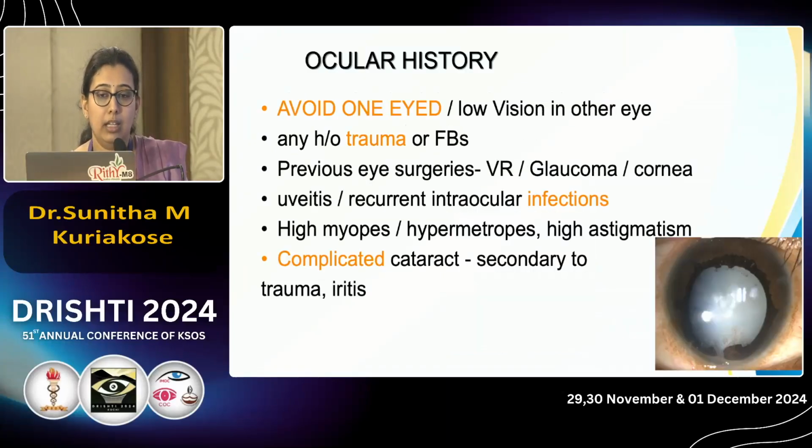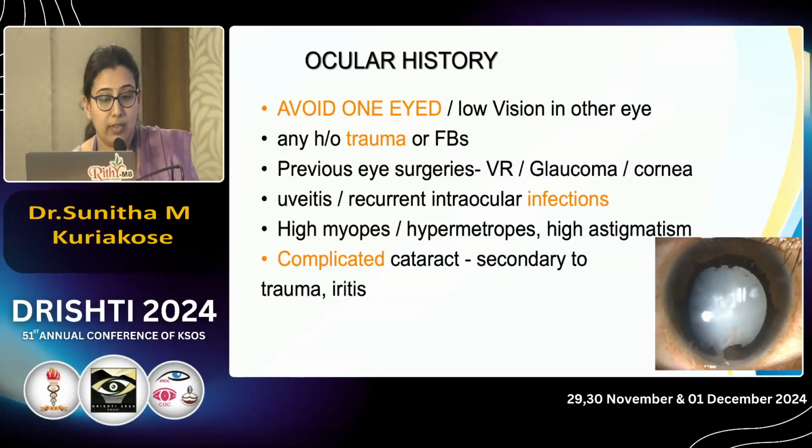Always take a detailed ocular examination. Please avoid one-eyed patients. We don't want one-eyed or low vision patients to get operated on by us. The next one, any history of trauma. You have to ask for it, otherwise they will not tell you. Any previous eye surgeries like a vitreoretinal surgery, a glaucoma surgery, any previous cornea surgeries, all that will make it difficult for you to do your cataract surgery.